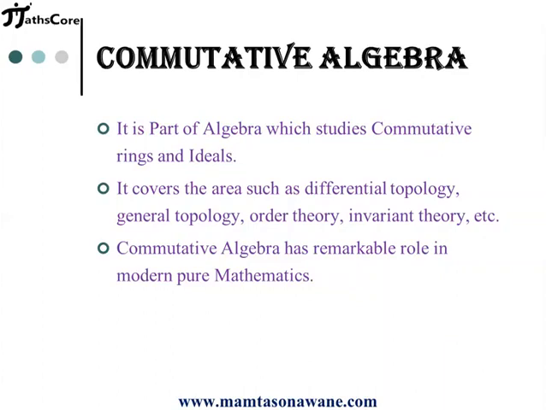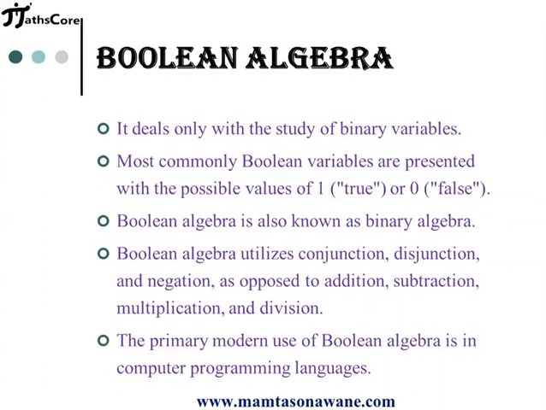So the next type of algebra is Boolean algebra, and this algebra is very familiar to 11th and 12th standard students, and it is useful for 11 and 12 standard. Some part of this Boolean algebra is included in the higher secondary school syllabus. So you will get the basics of Boolean algebra in the 11th and 12th standard.